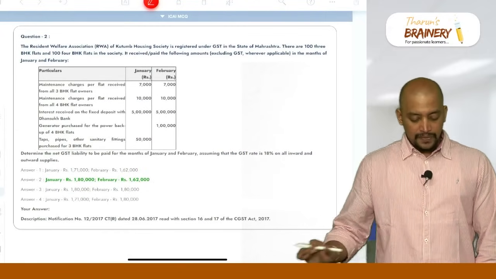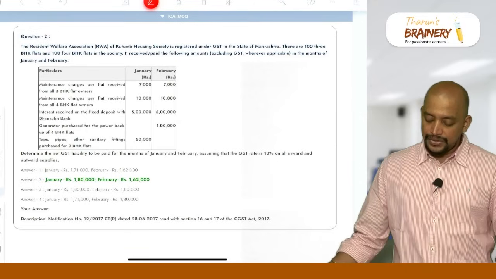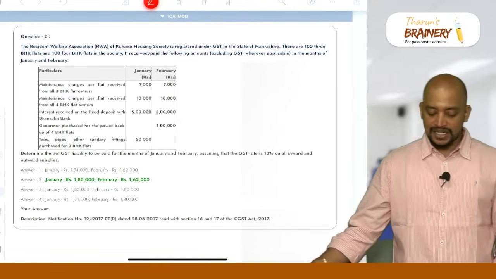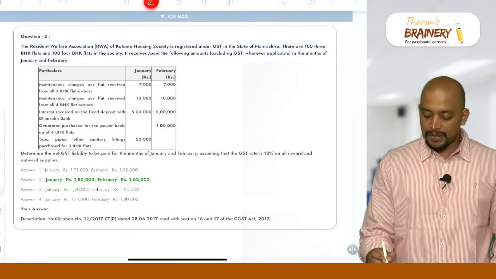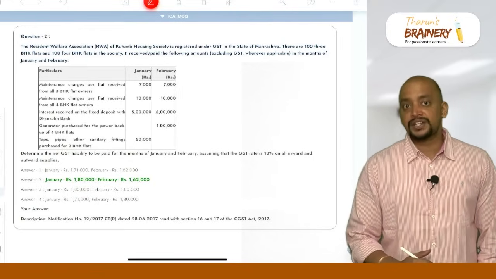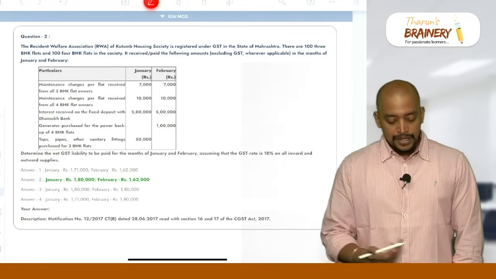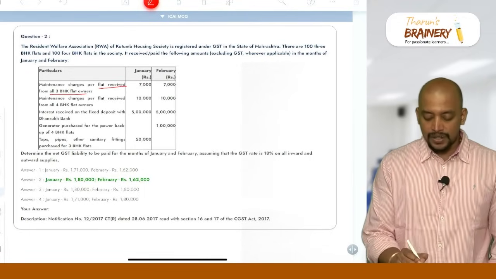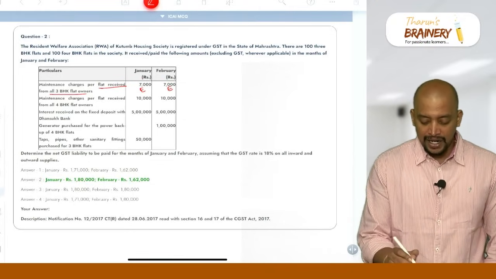Then next one, question number 2. The Resident Welfare Association of Kutumb Housing Society is registered under GST in the state of Maharashtra. There are 100 3 BHK flats and 100 4 BHK flats in the society. It received or paid the following amounts excluding GST wherever applicable in the month of January and February. Actually, if a Resident Welfare Association crosses 7,500 rupees per month per member, then it will be taxable. Maintenance charges per flat received from all 3 BHK owners is 7,000. It does not exceed 7,500. Therefore it is exempted. Even for February it will be exempted.